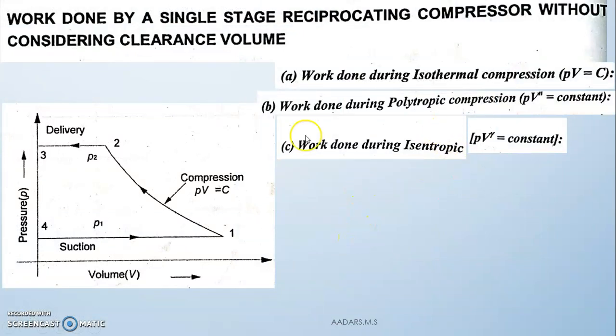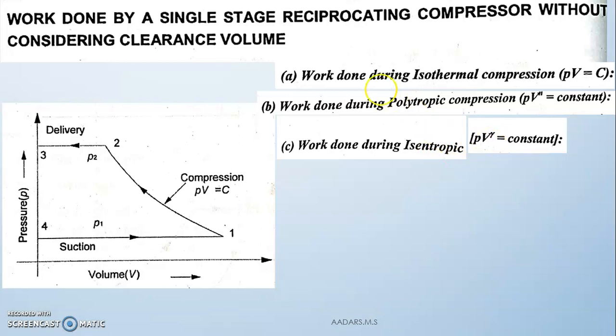And while considering the compression, we have mainly 3 types we have to study. First, we have to consider the compression as an isothermal compression. The second, we have to consider the compression as a polytropic compression, that is PV raised to N is equal to constant. And the third one we have to consider as an isentropic compression, or PV raised to gamma is equal to constant. The value of gamma is 1.4.